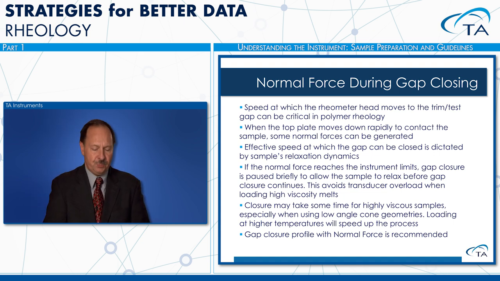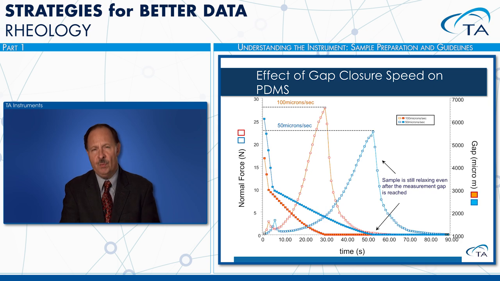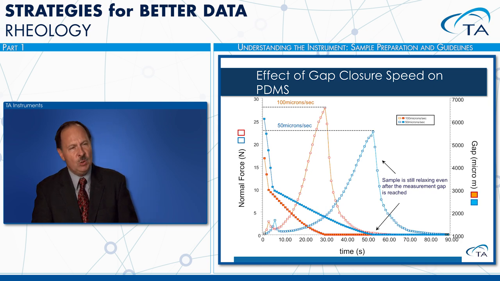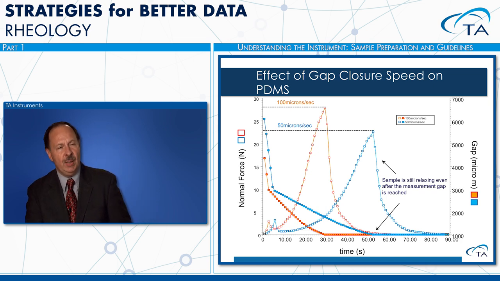So anyhow, control of normal force is something that you have at your disposal to do the appropriate loading of your sample. So in this case, we actually showed that by doing a faster closing, where we did 100 microns per second, and then we let the material relax at a certain gap, it actually turned out to be better than when we used 50 microns.